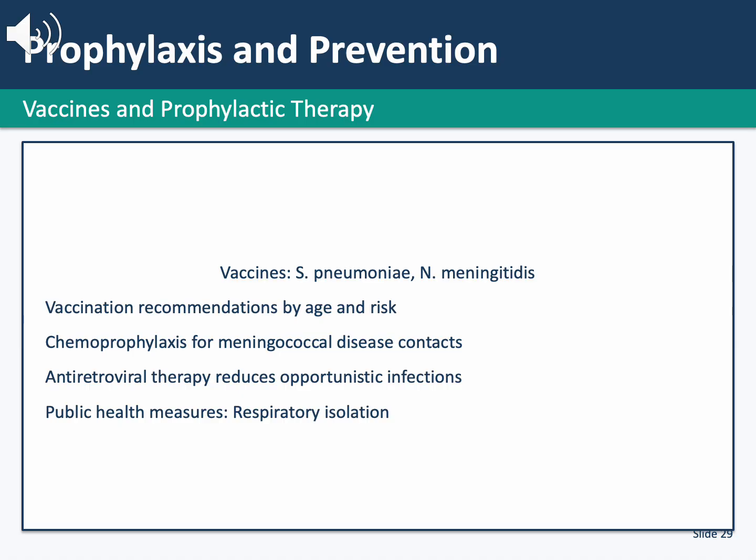Antiretroviral therapy and immune reconstitution reduce the risk of opportunistic CNS infections in HIV-infected patients. Prophylactic antifungal or antimicrobial therapy may be indicated for patients with severe immunosuppression. Public health measures such as respiratory isolation of patients with meningococcal disease help prevent transmission. Education about symptoms and prompt medical evaluation can facilitate early diagnosis and treatment.